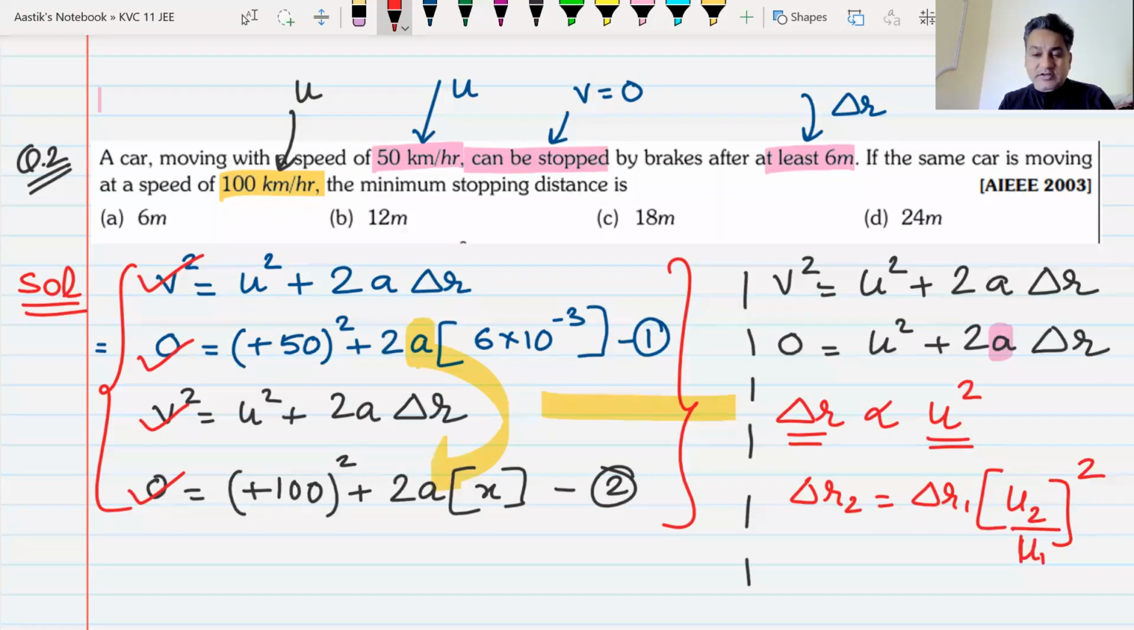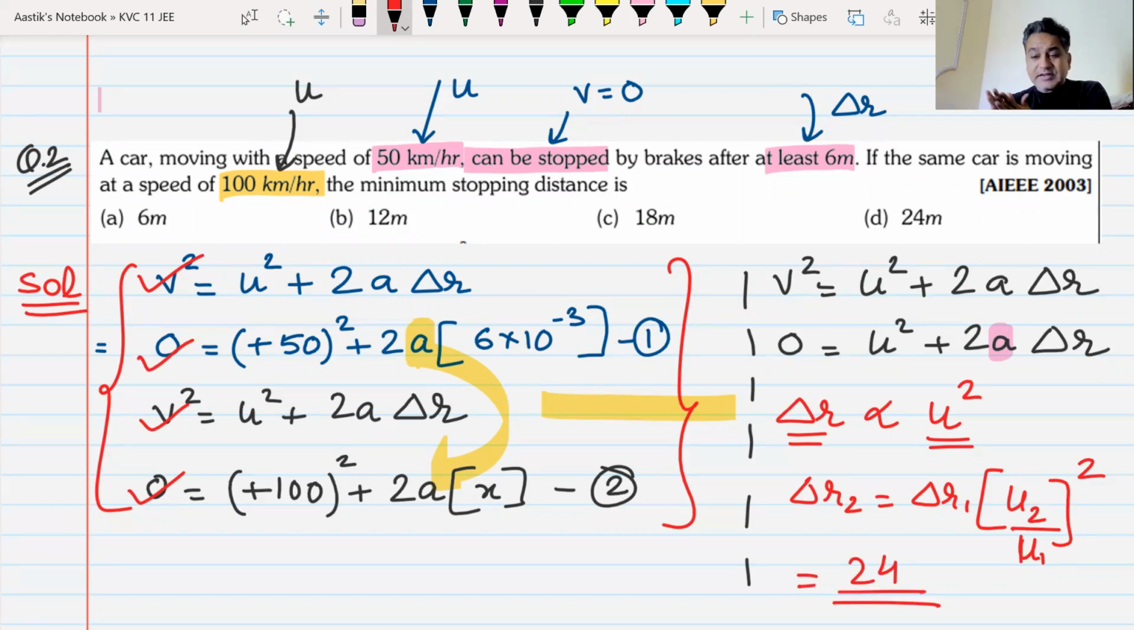Do we understand how I've got this equation? Displacement is proportional to u square. When the velocity is 50 km per hour, it is taking 6 meters. I have doubled the velocity, 50 to 100. If I have doubled the velocity and displacement is proportional to square, the displacement becomes 4 times and you get the answer as 24. Do we understand this?